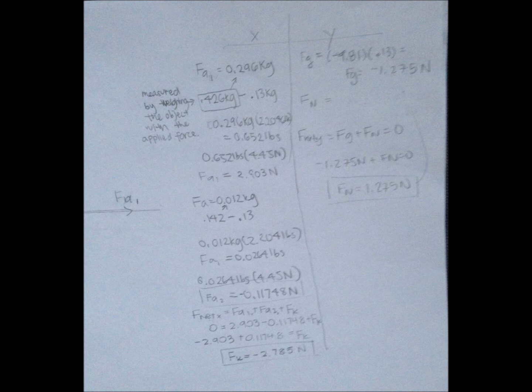For Fa2, we followed the same method by weighing the applied force to get 0.142 kilograms minus 0.13 kilograms to equal 0.012 kilograms. We multiplied 0.012 kilograms with 2.204 pounds to get 0.0264 pounds. Multiplied 0.0264 pounds with 4.45 newtons to get 0.117 newtons for Fa2.